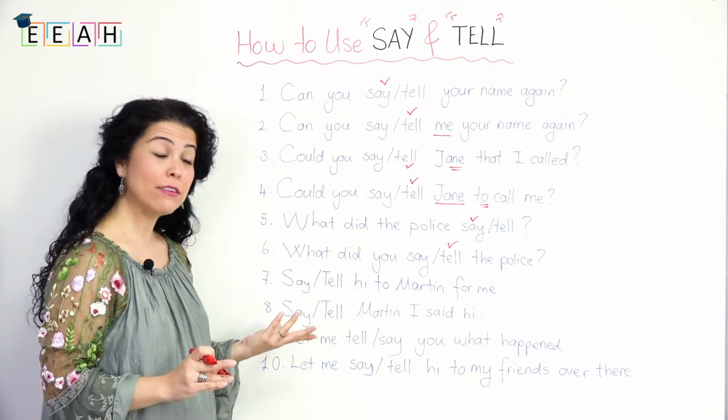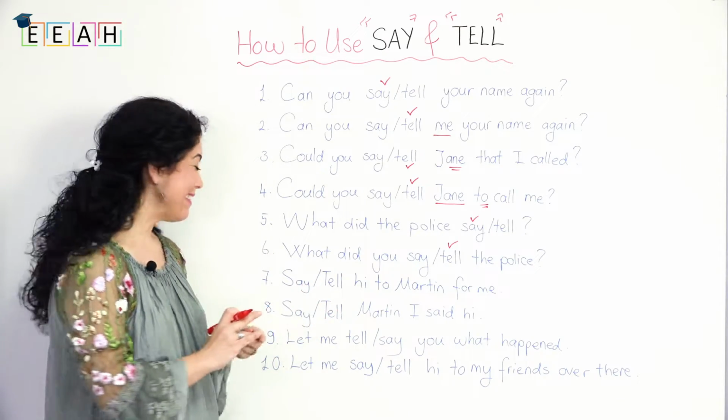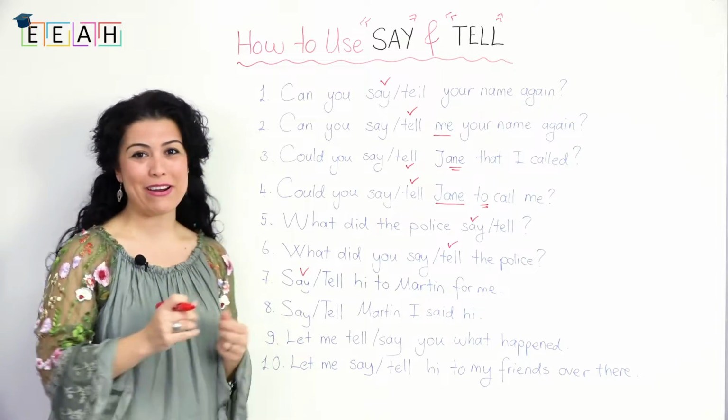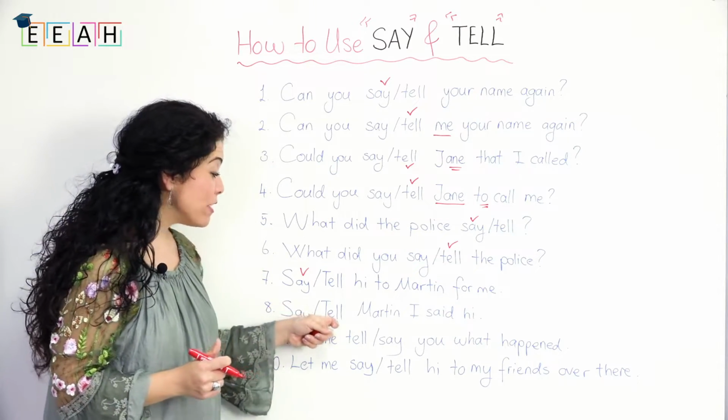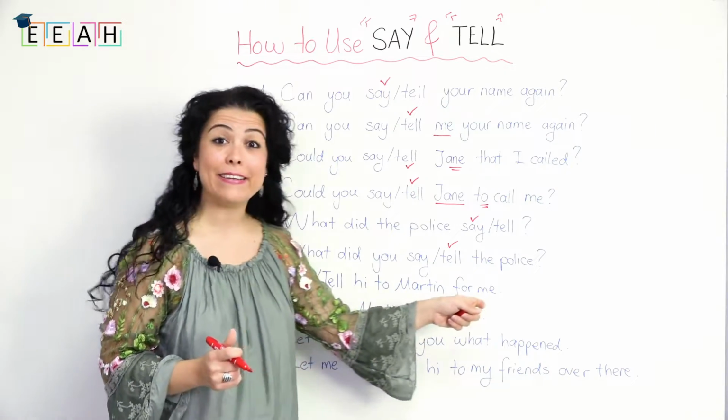And number 7. Say or tell hi to Martin for me. So here, which one? Say something. Yes. Say hi to Martin for me. Very good. Number 8. Say or tell Martin I said hi.